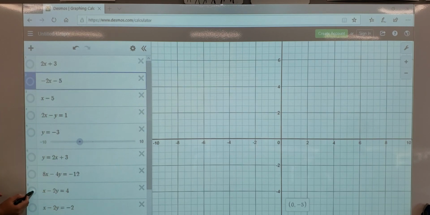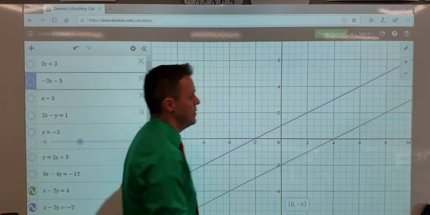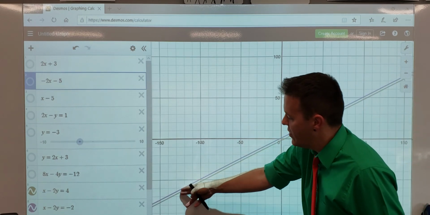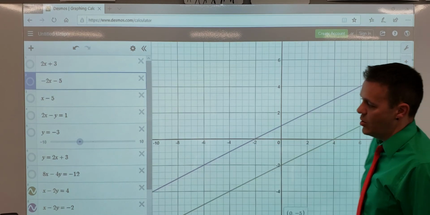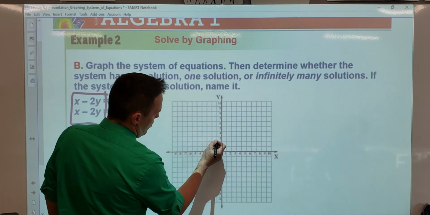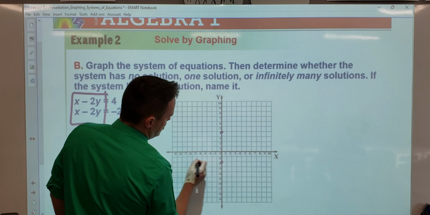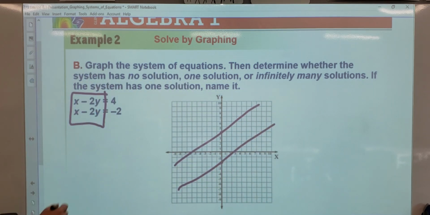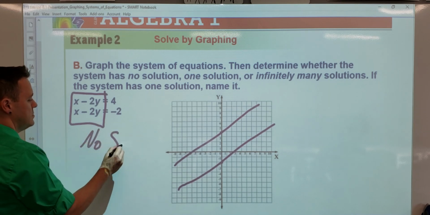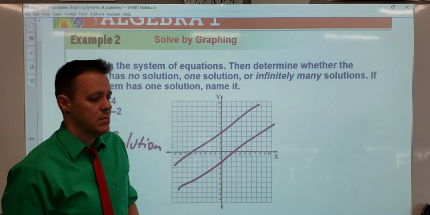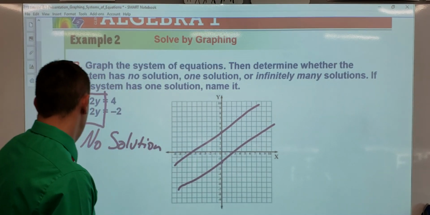x minus 2y equals 4. x minus 2y equals -2. And sure enough, if I zoom out even, they are still what? Perfectly parallel. So understand that aspect of it. Okay, these are parallel lines. One is at 4, the other one's at -2, and they look something like this. Remember, I'm not going for perfection, I'm going for close. No solution. Go ahead and make sure you guys know that.